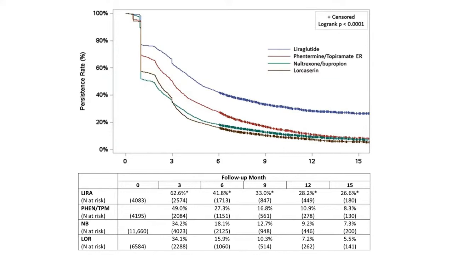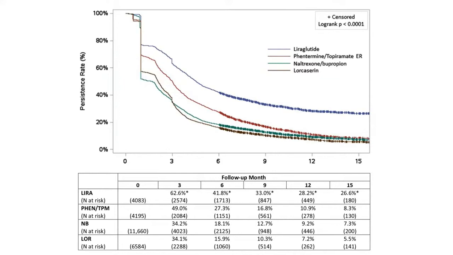And you can see significant drop by 6 months. If you follow them to 15 months, with all the medicines, the adherence was less than 10%, except for liraglutide, okay? And liraglutide is the only injectable one. So you would think they'll have less adherence, but the hypothesis is that patients were losing more weight and they saw more benefits, so they adhere to it. But even with this, it was only 26% that continued to refill the medicine.